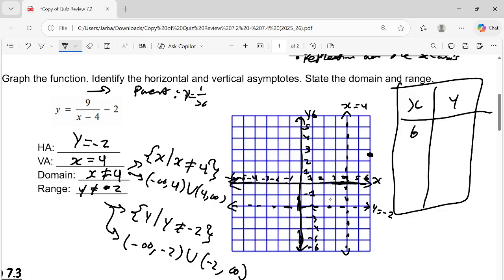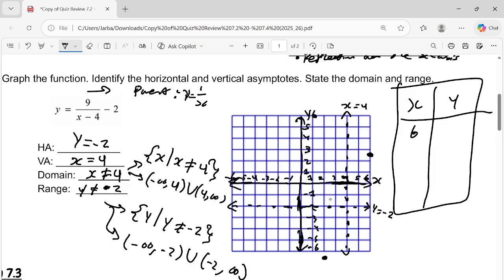Let's try 2. That'd be 2 minus 4 on the denominator, which would be -2. So 9 divided by -2, that'd be -4.5 minus 2, so -6.5. So that'd be, we're at 2, so about right there.